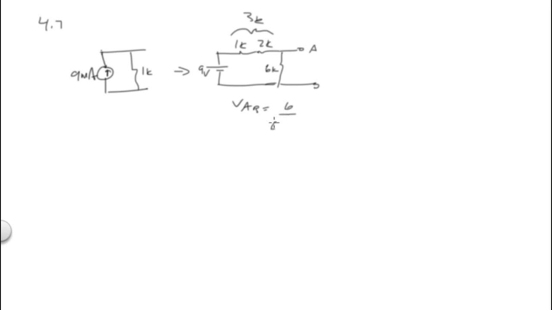Now we can find VAB, which is equal to what? 6 over 6 plus 3 times 9, or 6. What is R Thevenin? What's 6K in parallel with 3K, or 2K? So our final answer is 6 volts and 2K. And that's our Thevenin equivalent circuit for 4.7.